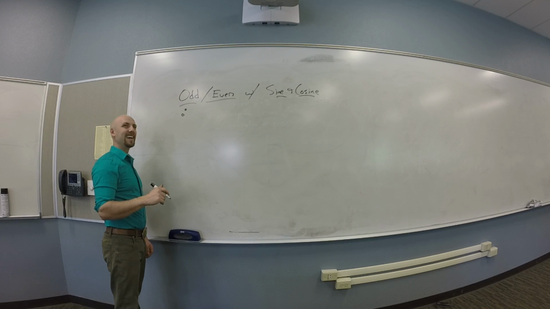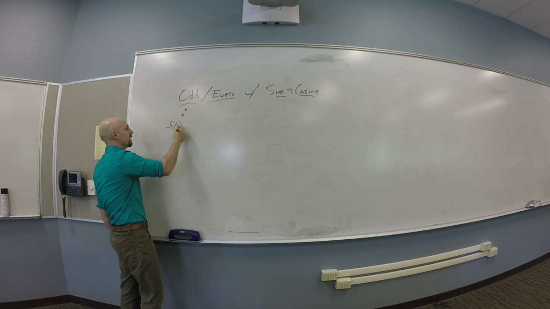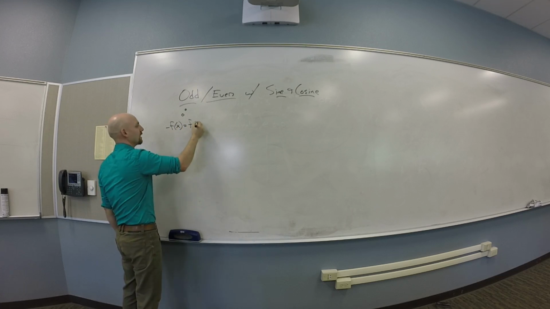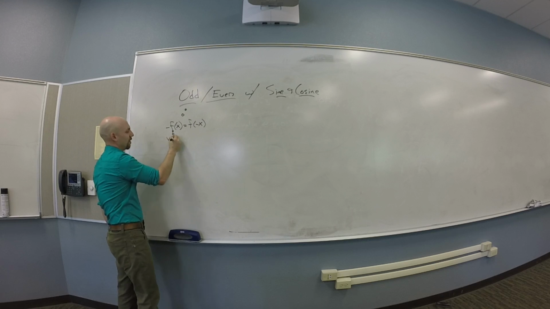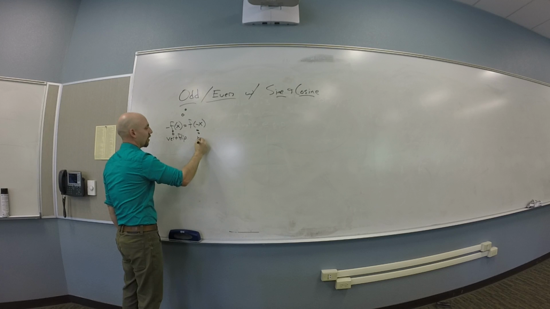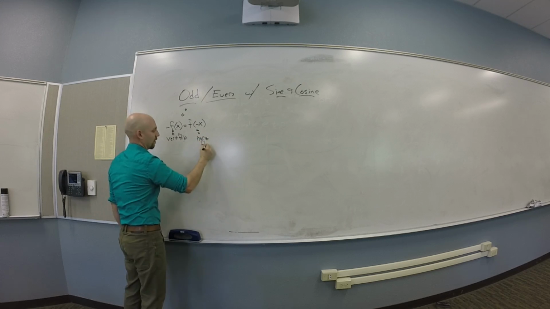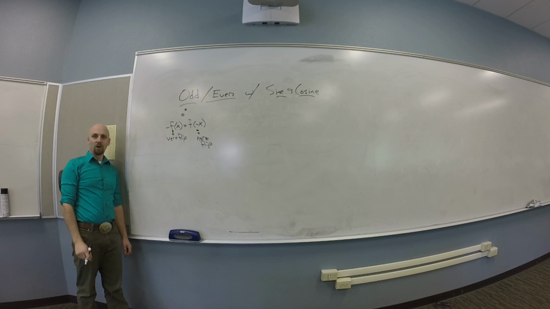Yeah, kind of. I would think of it this way: minus f of x is f of minus x, which means that a vertical flip is a horizontal flip. Does that make sense? A horizontal flip and a vertical flip would be the same thing.